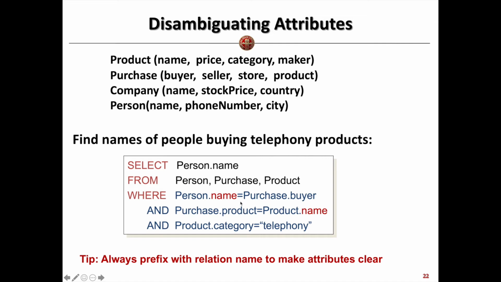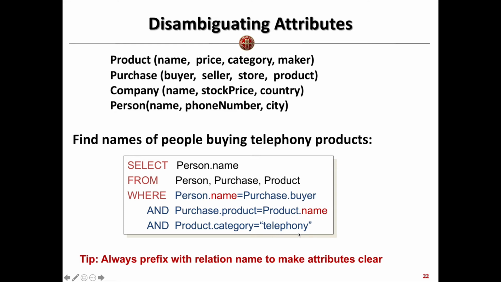So the first two conditions are for the joins between tables. We join person and purchase by name equals buyer. The second condition is for the join between purchase and product, based on the product name as well as the product name. So these two conditions are for joins among the tables. The next one is for the pruning. We will find the products whose category is telegraphy.